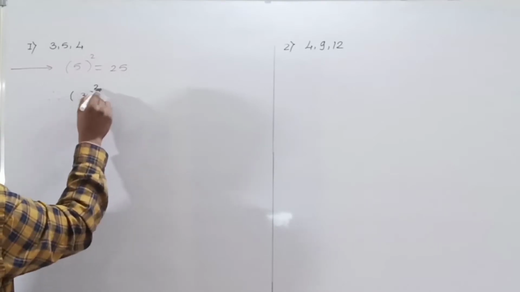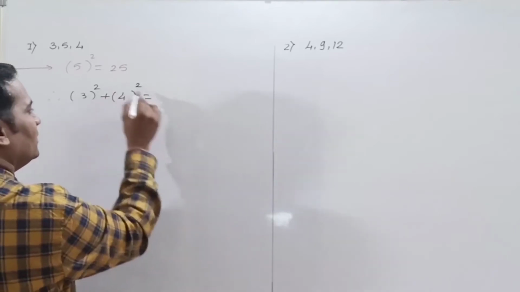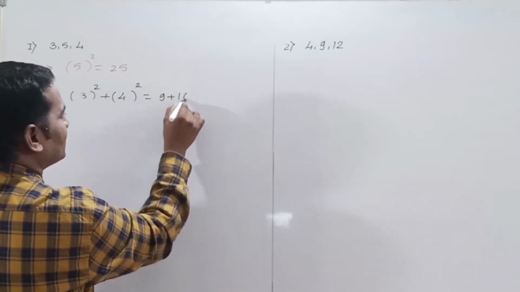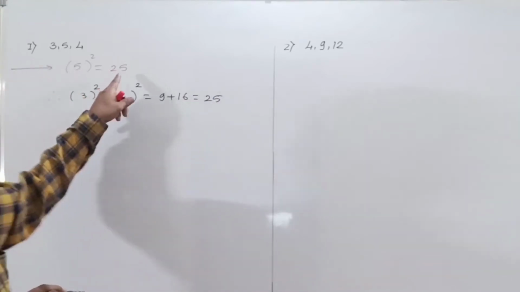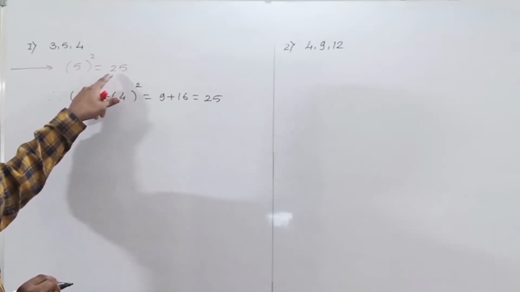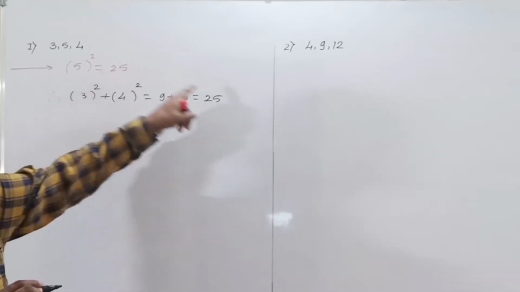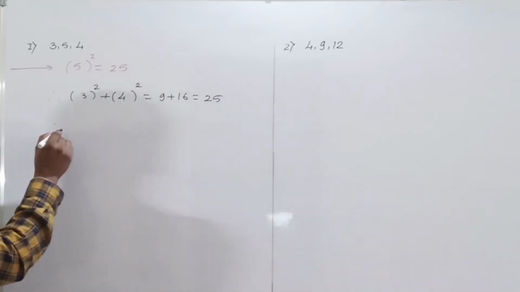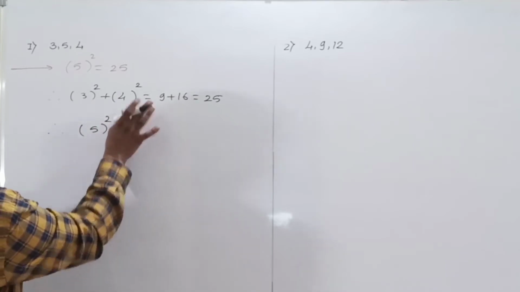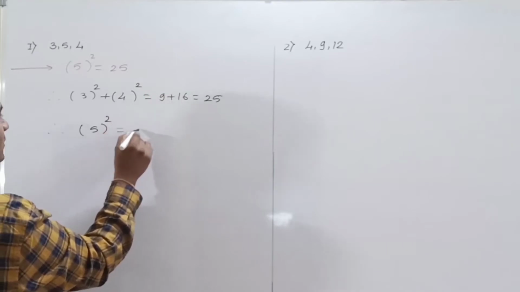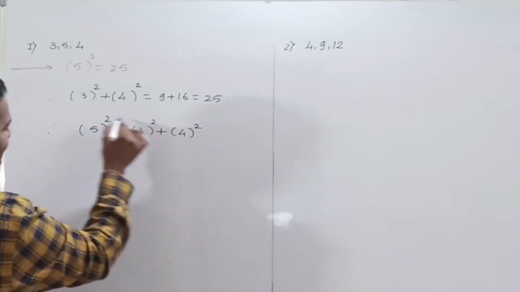So 3 whole square plus 4 whole square is equal to, now 3 square means 9, plus 16, which is equal to 25. Look at this. That means the square of the largest number is equal to the sum of the squares of the remaining two numbers. Here is 25, again 25. So therefore we can write here: the square of this 5 is equal to the sum of the squares of the remaining two numbers.